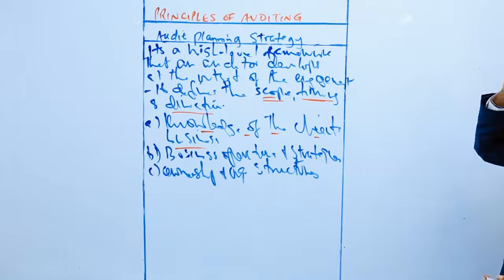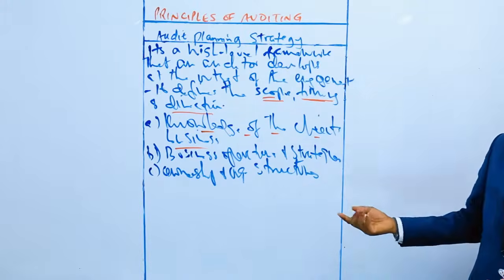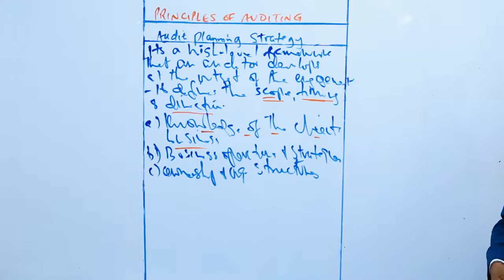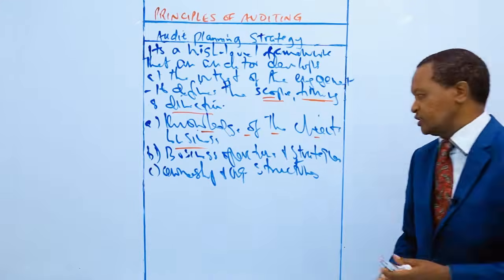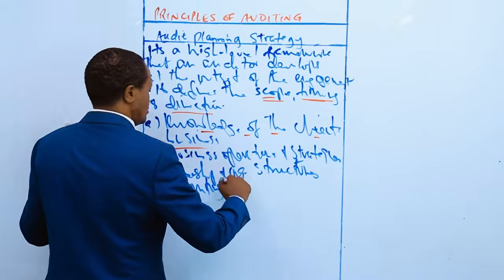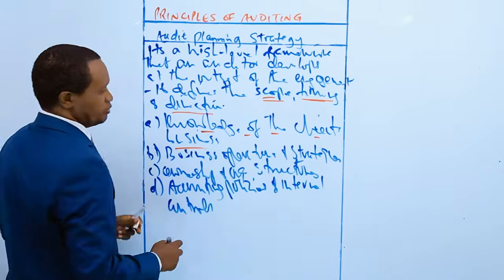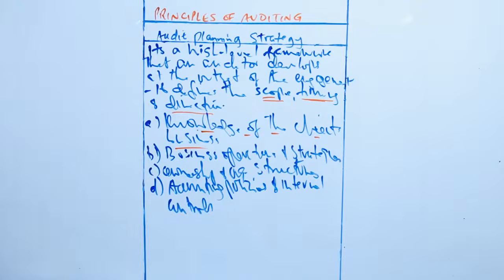Knowing the client business involves looking at the legal environment, the operations and strategy, and also the ownership and organizational structure. Then there is the aspect of accounting policies and internal controls. The auditor should find out what accounting principles the company follows, how they record transactions, and what systems and processes are in place to ensure accuracy and prevent fraud, and all that.